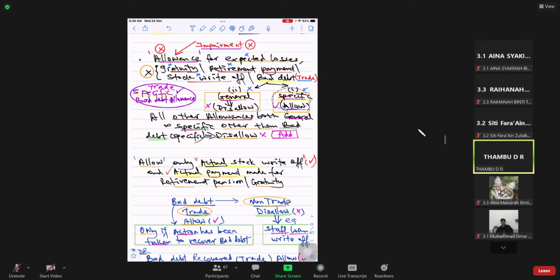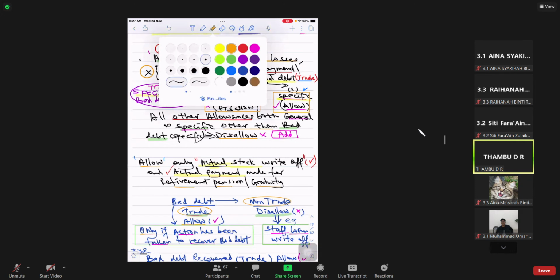Why? Because the law says, if you estimate that someone is definitely not paying, that one they allow if it is business. Only they allow if it is trade. That's the one and only exception. So all allowances are not allowed except specific bad debt allowance. Anything other than specific we don't accept.